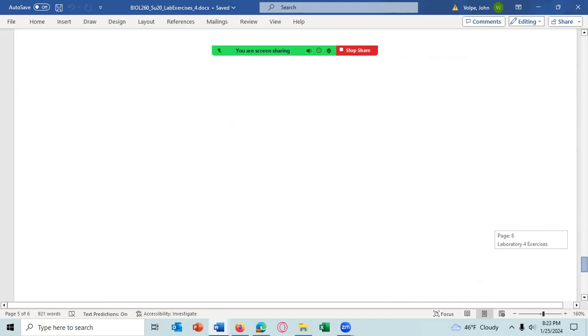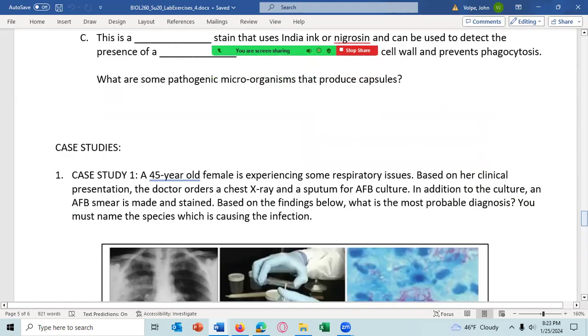All right, when you're all done, write your answers in the worksheet and then submit the worksheet by Saturday, 11:59 p.m. Are there any questions? If there's no questions, I'm going to stop sharing my screen, stop the recording.